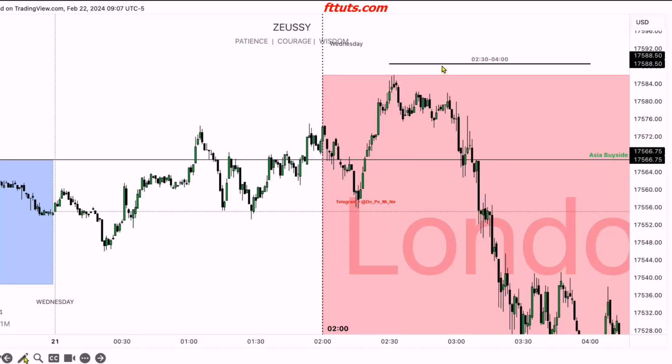We then see another displacement leg lower after 3 a.m. 3 a.m. is a significant time window, 3 to 4 to be precise. CB market retraces into that for buy side, time distortion inside of it, and there it goes lower. New CB significant, distributes lower, targeting the Asia sell side, which is below the low of this blue box.